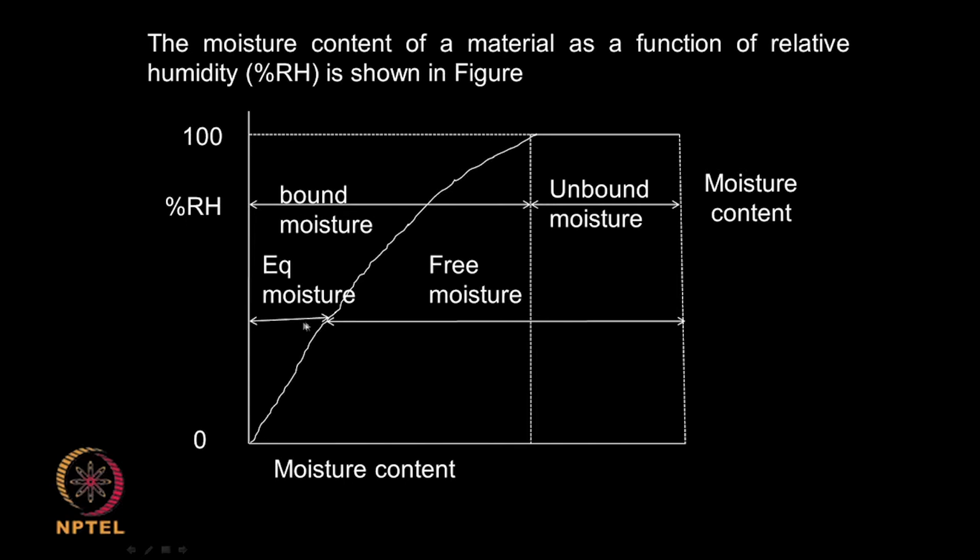This is called the equilibrium moisture. So, we have the bound moisture here and we have the unbound moisture here. We have the bound moisture, unbound moisture here, and this is the equilibrium moisture, whereas this is the free moisture. So, we can remove all the free moisture, but as soon as you reach the equilibrium moisture content at a given relative humidity, you cannot go below that moisture content.